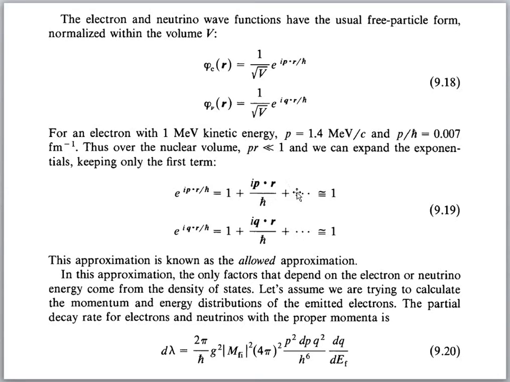If we take higher terms, we will discuss that later. That is known as the forbidden approximation. Not all forbidden approximations are forbidden, and not all allowed approximations are allowed. That will be discussed when we discuss the selection rules.